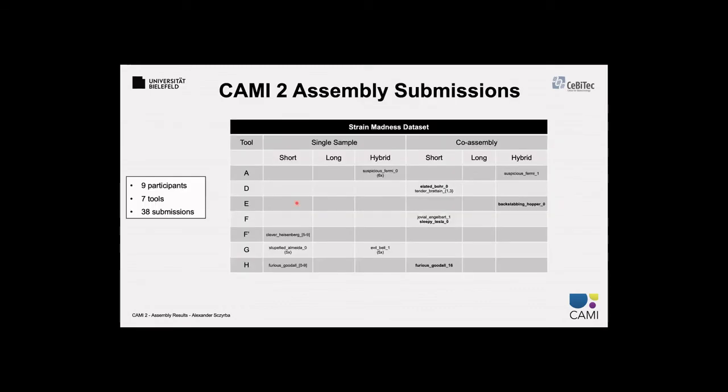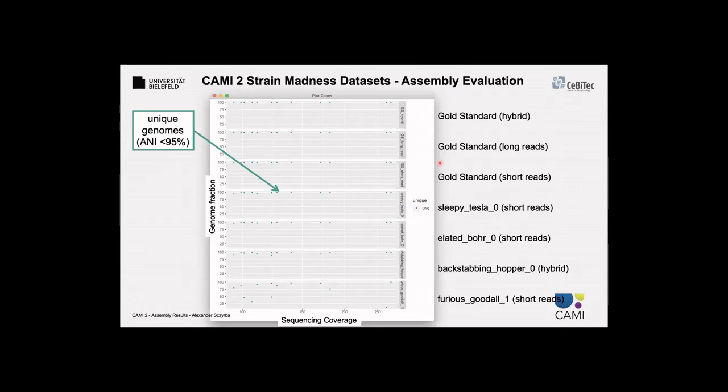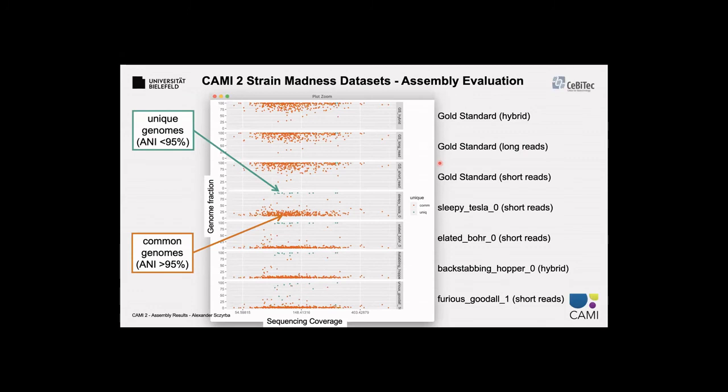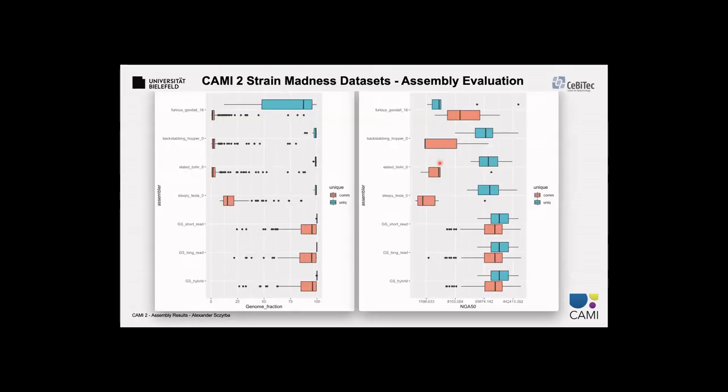And if you now look at the assembly results, in this case, we only have 7 tools and 38 submissions, and we will look at the co-assembly again for the short reads. And as I said, there are not many unique genomes, so there's not much to see here. But what you see in this plot is that basically all of the assemblers just fail to assemble these genomes, right? So this is a huge challenge. And as you can imagine, if you have lots of these very similar genomes in your metagenome, you might miss all of these in your final assembly.